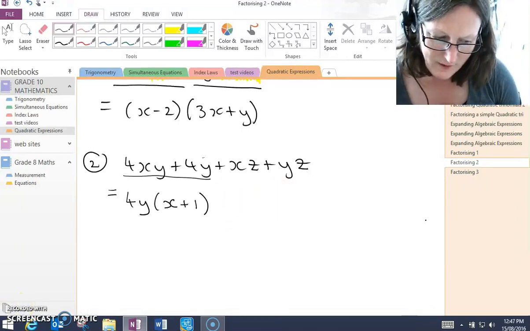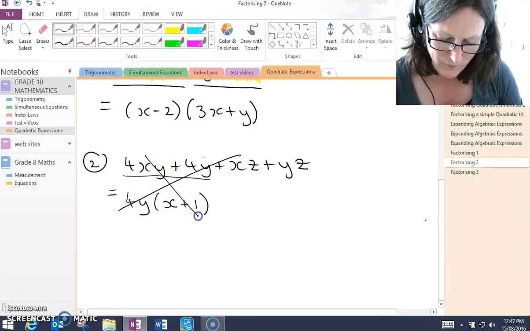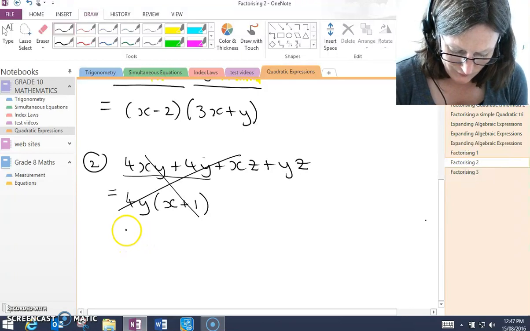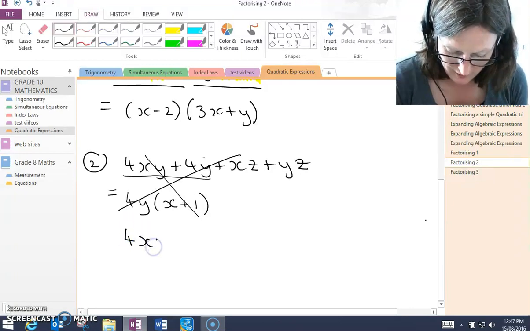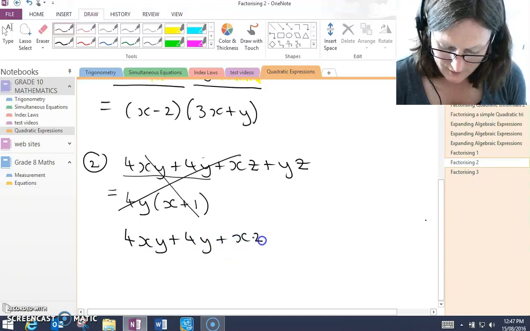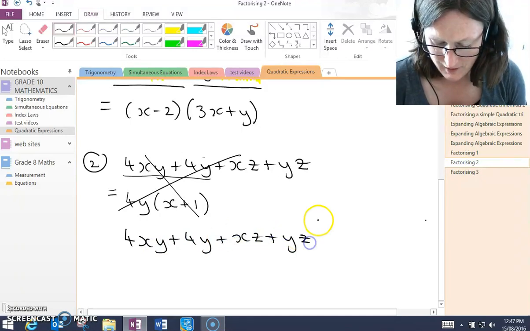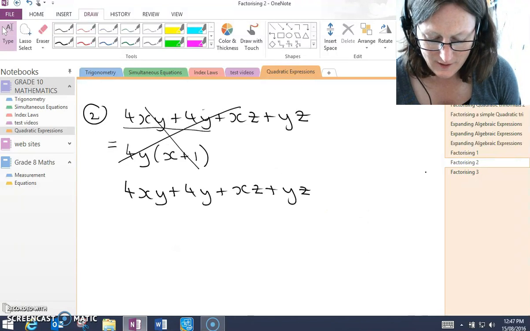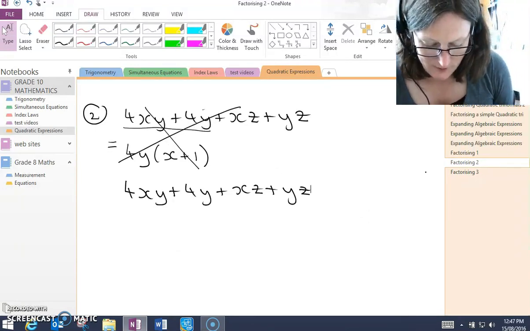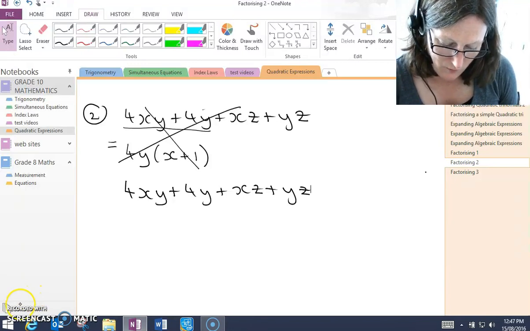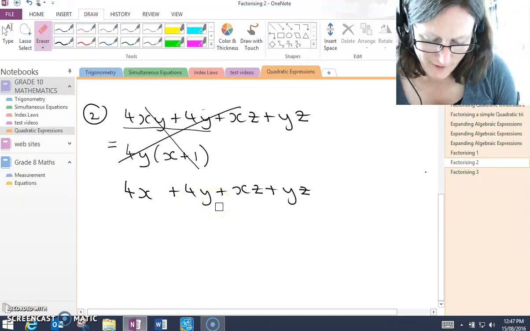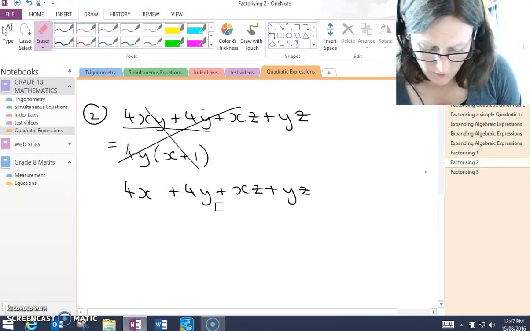Sorry, I've just realised that there is an error with that question, so we'll do it again. So with the first, I write the terms out, 4xy plus 4y plus xz plus yz. Again, I ask myself, is there something common to all four terms? And the answer is no, there is nothing common to all four terms. Okay, I've just fixed the question up, sorry, as I noticed another error. Again, there is nothing common to all four terms.